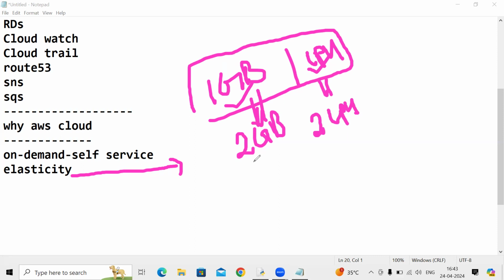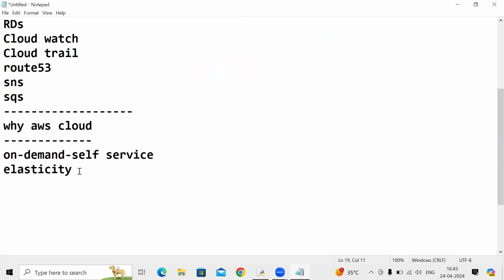Again, if you are not interested in 2 GB and you want to move back to 1 GB, you can easily scale up and scale down. That is nothing but elasticity, guys. For this reason also, we are moving towards cloud. We can easily scale up and scale down the configurations that we require.